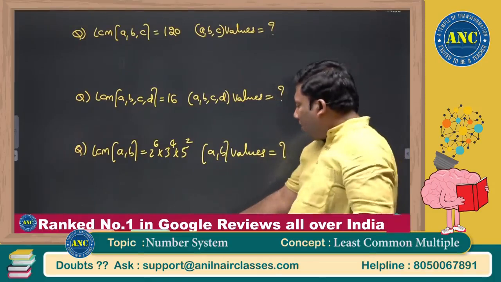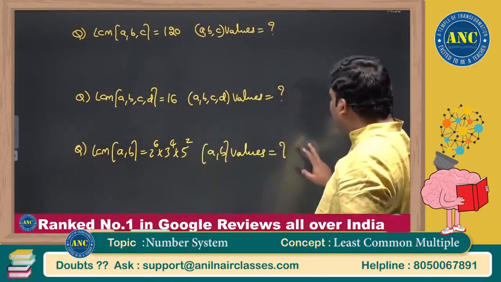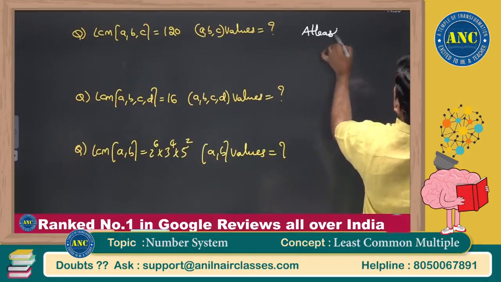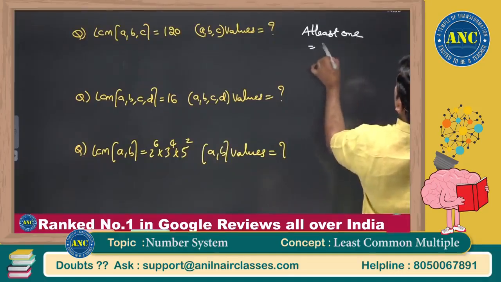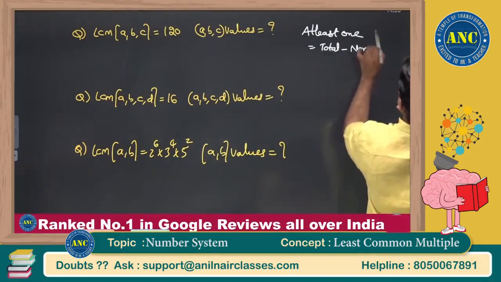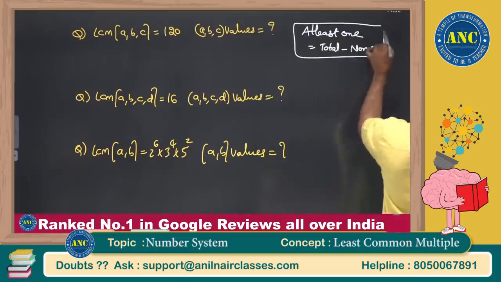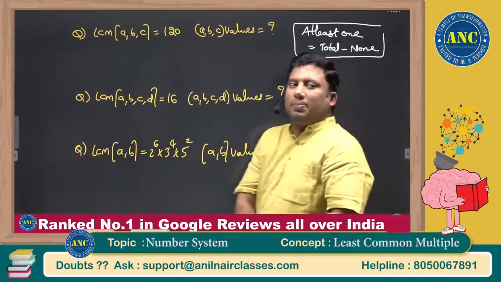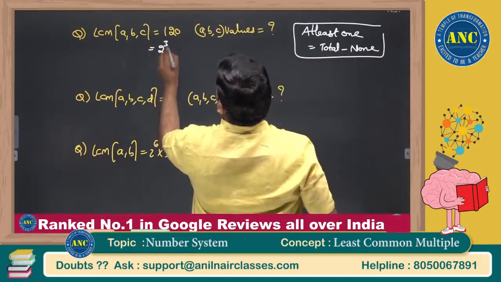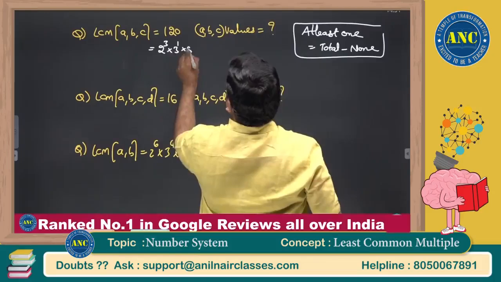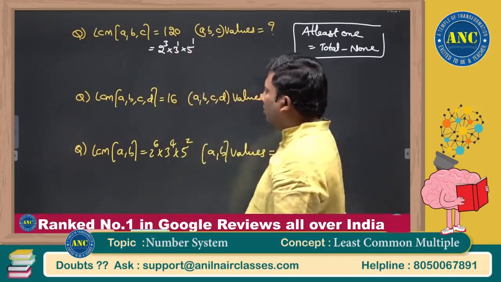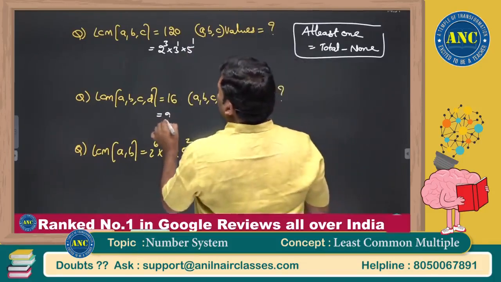a, b. What is the concept that we used here? At least one. We will write down here. At least one is defined as total minus none. First, step number 1, condense this 120. 120 is 2 cube into 3 into 5. 8 3s are 24, 24 5s are 120. 16 is 2 power 4.